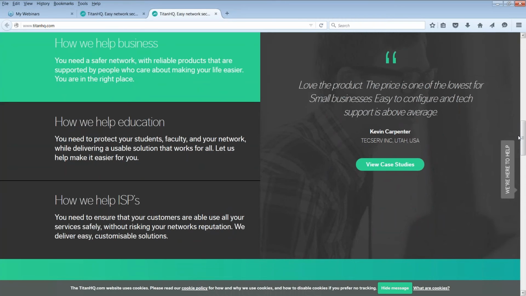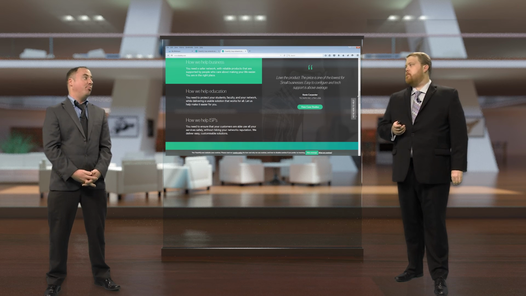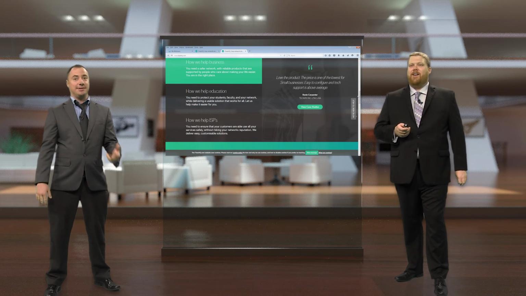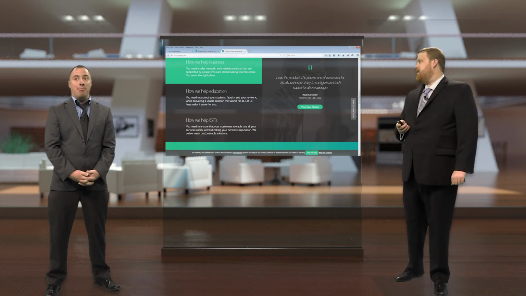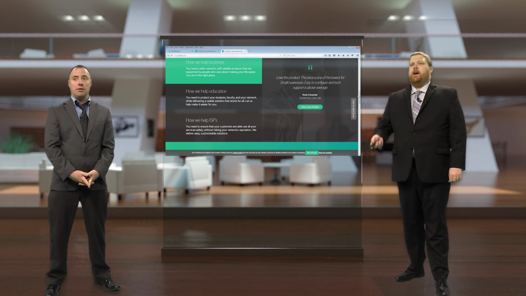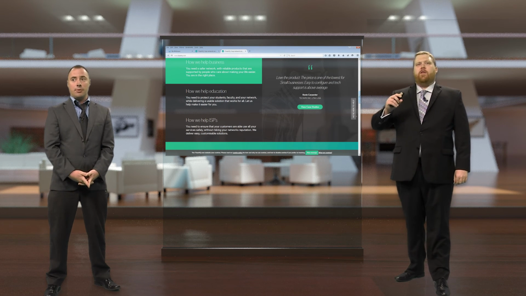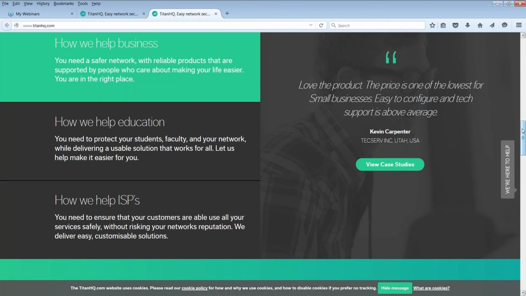This quote, Ben, I thought was interesting: "Love the product. The price is one of the lowest for small businesses, easy to configure, and tech support is above average." A good, strong quote. I would suggest something a little bit stronger for the testimonial. If I bring home a B-minus from a test, that's above average, but that doesn't necessarily mean that I've got exclusivity and I'm best in class.